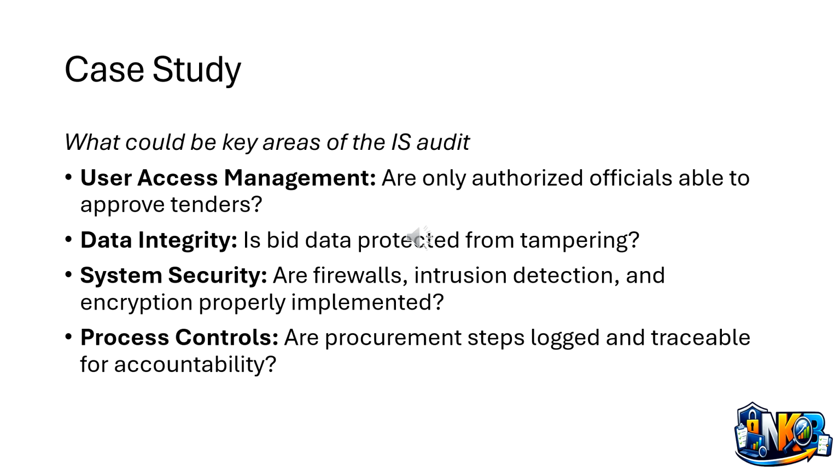Then system security: firewalls, intrusion detection, and encryptions are properly implemented. This is for ensuring that the system is available at all times and away from the outside risk as well as inside risk. Then process control: the procurement steps are logged and traceable for accountability. Whoever did the particular work, his log is created and that log can later be assessed to identify that this activity has been done by person X and he is liable for that activity.